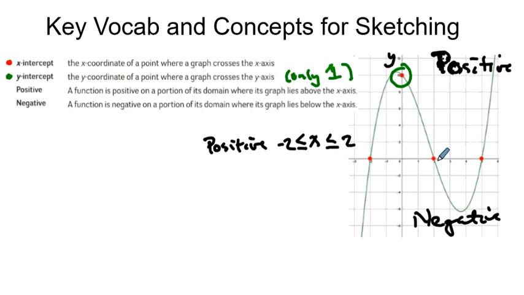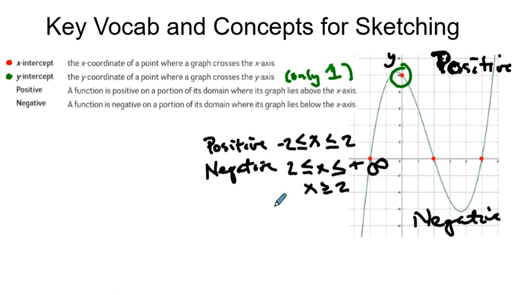Then between 2 and 5, they would say it's negative because it's below the x-axis at that point, and that would be at 2 and then going up to positive infinity, or they would say it as x greater than or equal to 2.